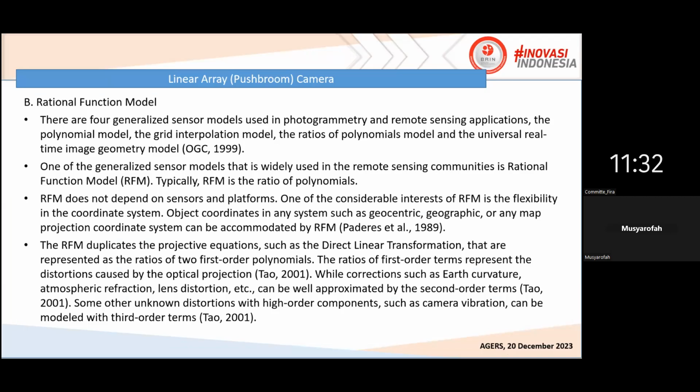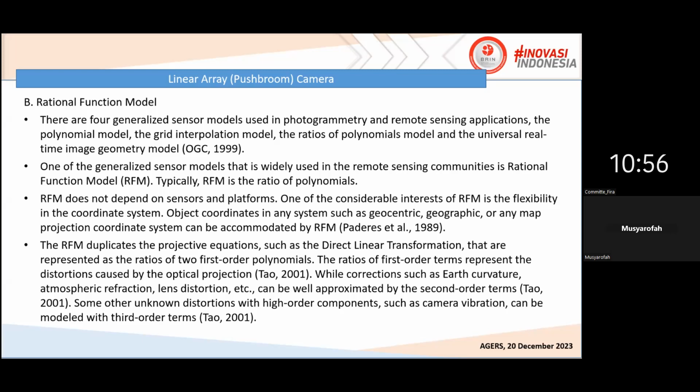There are four generalized sensor models used in photogrammetry and remote sensing applications. They are the polynomial model, grid interpolation model, ratio of polynomial model, and the universal real-time image geometry model. One of the generalized sensor models that is widely used is the rational function model. Typically, RFM is the ratio of polynomials. RFM does not depend on sensor and platform. One of the considerable interests of RFM is the flexibility in the coordinate system. Object coordinates in any system, such as geocentric, geographic, or any map projection coordinate system, can be accommodated by RFM.